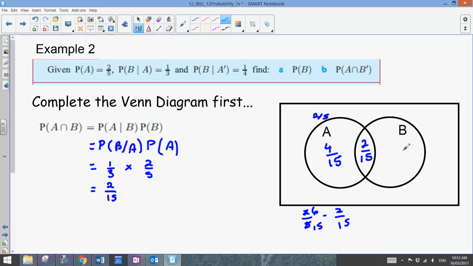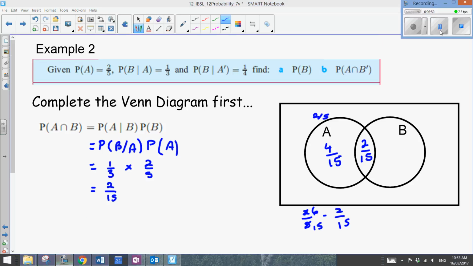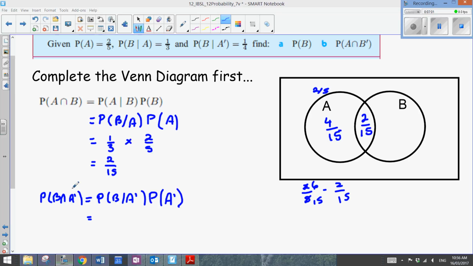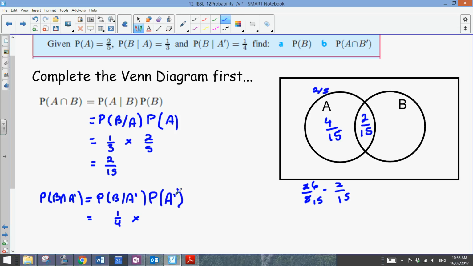And then for what's just in B, which is what I ultimately want to find, I can do a similar thought process here. Following the same setup, probability of B and not A, so just this part of B, not including the 2/15, would be the probability of B given not A, which you're told is 1/4, multiplied by the probability of not A. If I know that the probability of A is 2/5, not being in A is 3/5. So then we get 3/20.